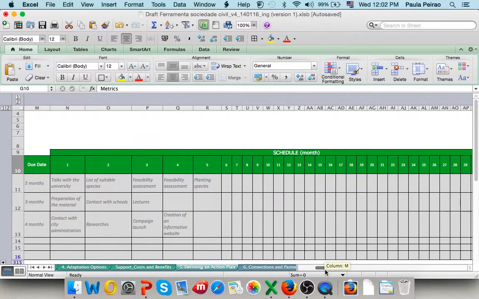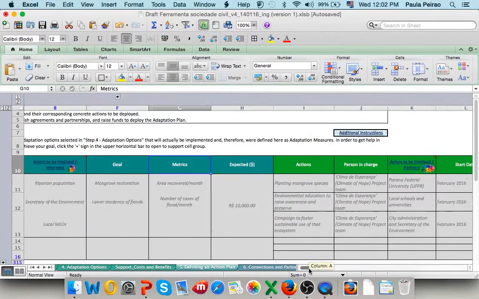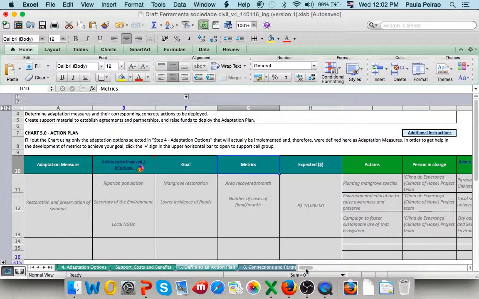With this action plan elaborated, we can go to Step 6 of Connections and Partnerships, where we'll think about the agreements and partnerships to enable the adaptation plan.